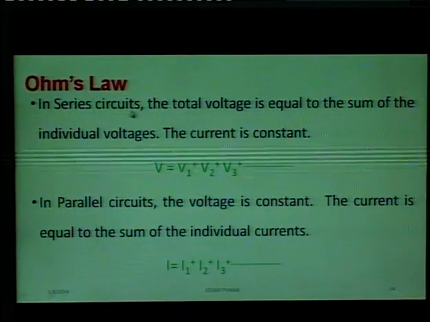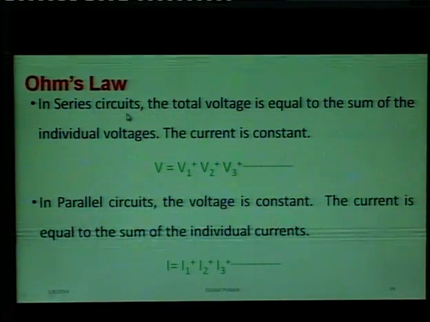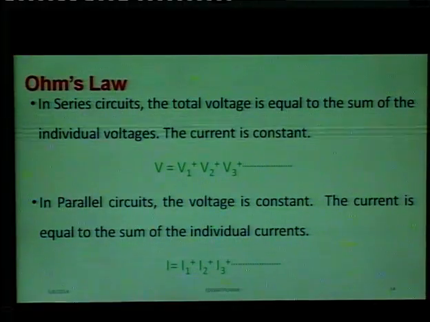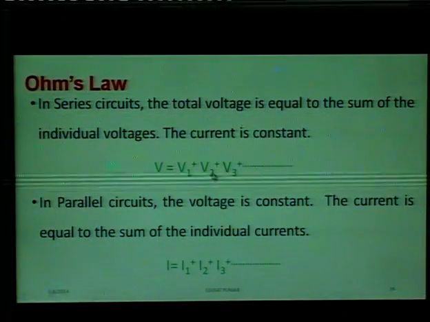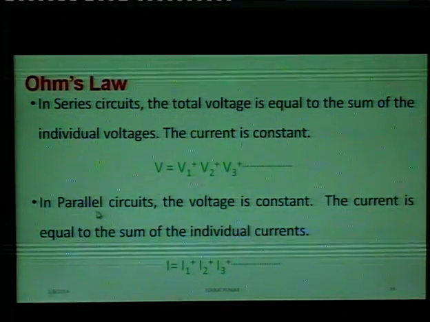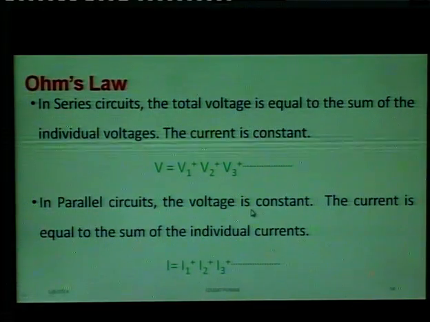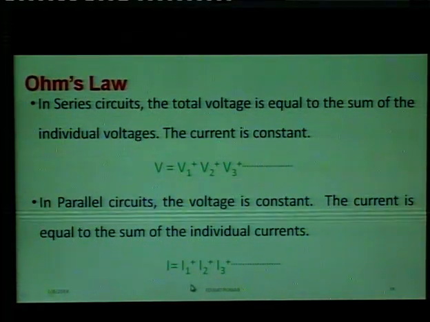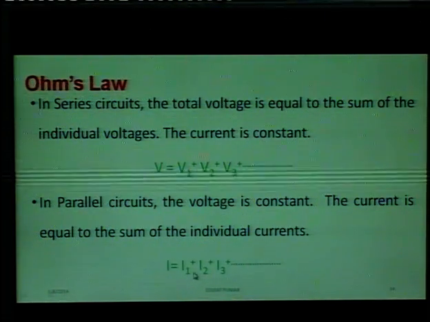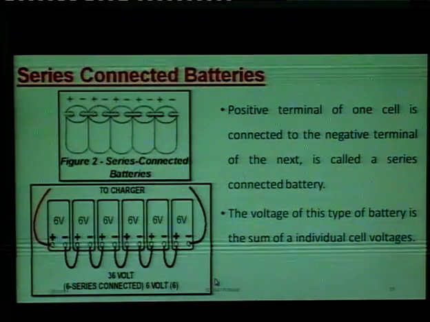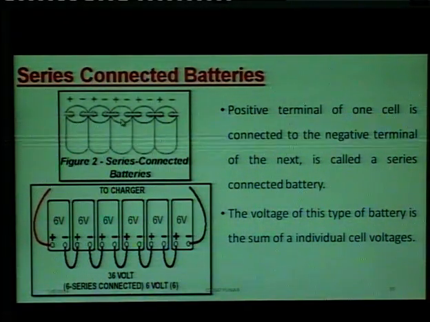So when we connect cells in series, the total voltage is the sum of the individual voltages. V is equal to V1 plus V2 plus V3. But in the case of the parallel circuit, the voltage is constant and the current is equal to the sum of individual currents. I is equal to I1 plus I2 plus I3. So this is the cells or batteries connected in series.